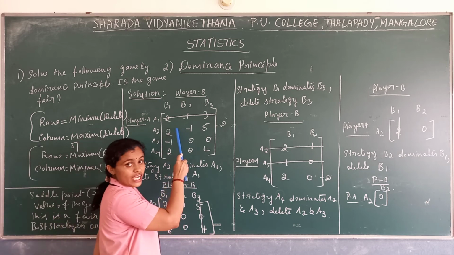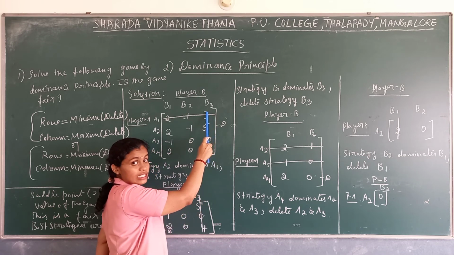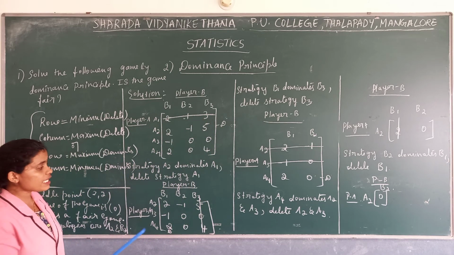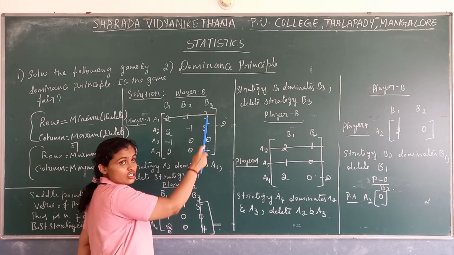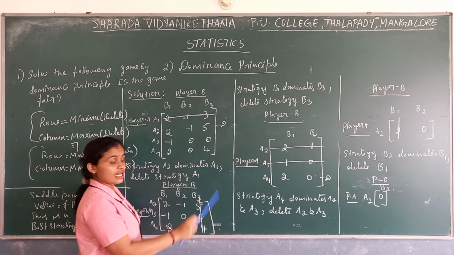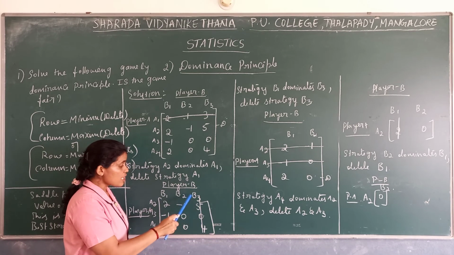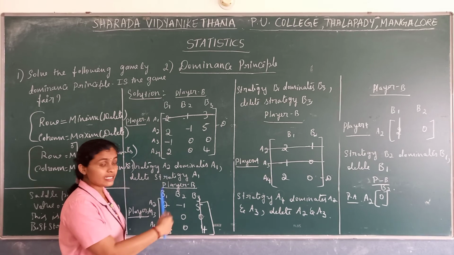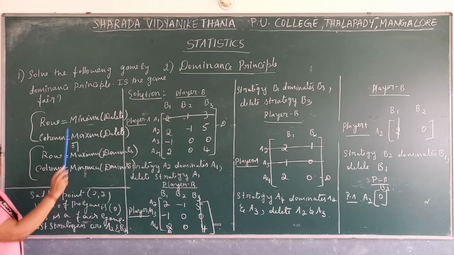In case of row-wise, the larger row dominates, the smaller one we have to delete. This you have to remember. In case of row-wise, the largest value dominates, the smallest one we are deleting. In case of column-wise, the smallest column is dominating, the largest one we are deleting. That's what I said, you have to remember these two.